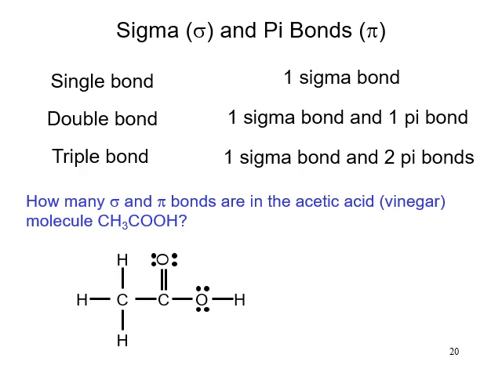So let's do an example. How many sigma bonds and pi bonds are in this molecule? This is acetic acid. If you count, looks like I have 6 sigma bonds, and those are the ones that are in between. Wait a minute, 1, 2, 3, 4, 5, 6. But what about the next one? Plus 1 is 7. Yes, there must be 1 there also. And then there's 1 pi.